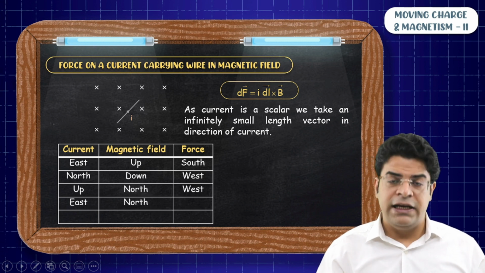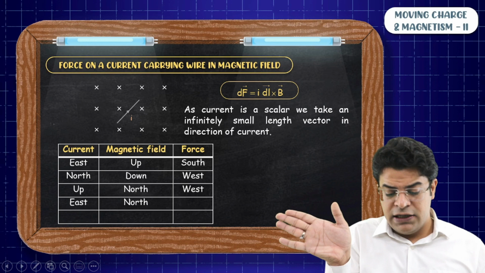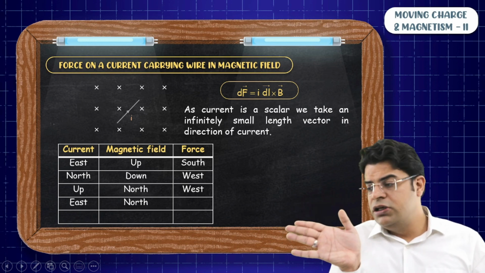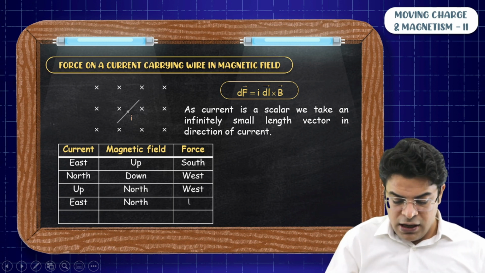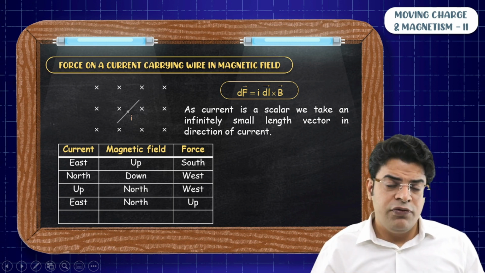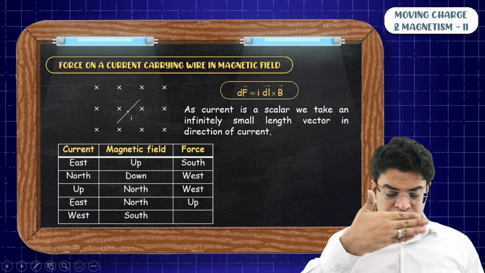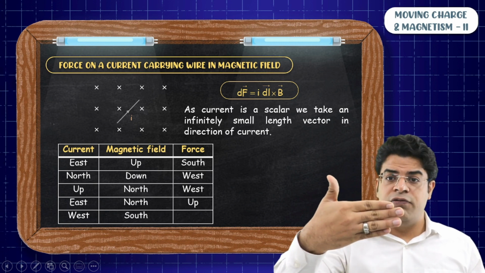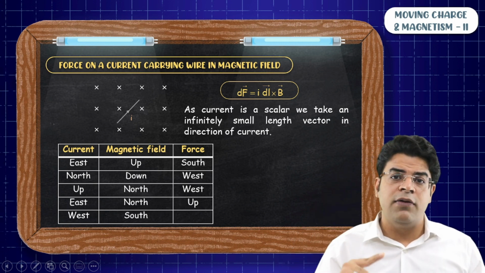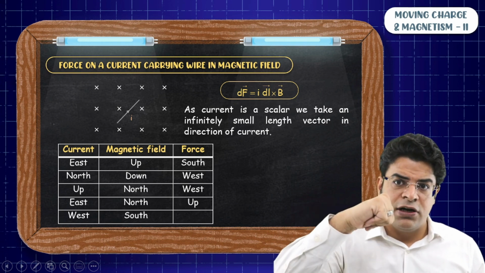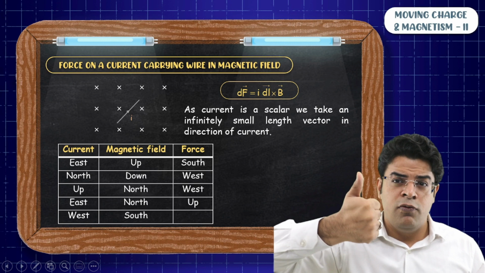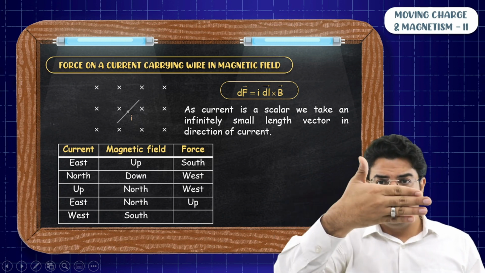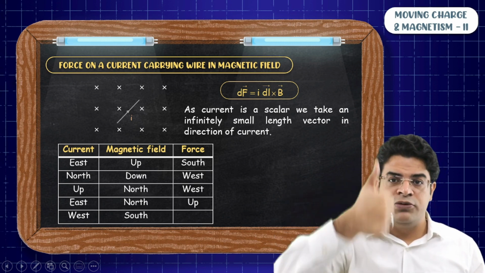Next, let's say the current is towards east and the direction of magnetic field is towards north, so east cross north, the direction of force will be up. Next, let's say current towards west and the direction of magnetic field towards south. I have to align the fingers of right hand towards west, and curl it towards south. So when I do west cross south, the direction of force comes out to be upward.